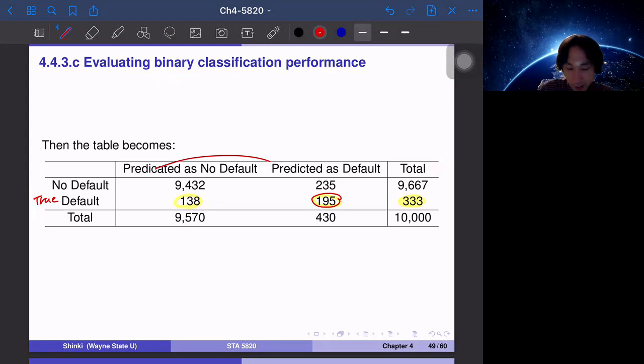But instead, the specificity goes lower. Specificity is this 9,400 over 9,600, so only about 98%. Last time, much more than 99%. That means that we miss some potential customers, which is sometimes a bigger issue for the bank. So we have a trade-off. We have higher sensitivity, but lower specificity.